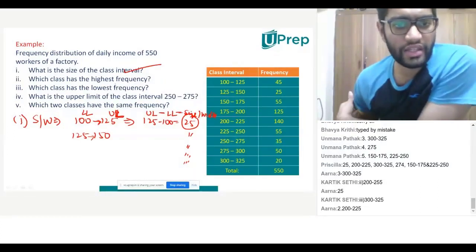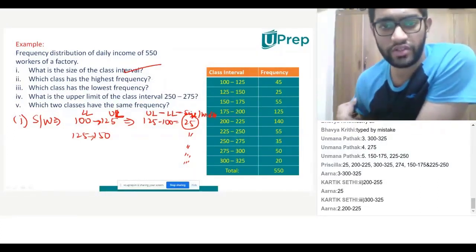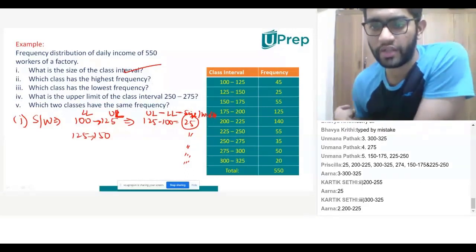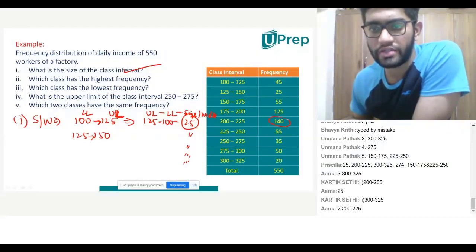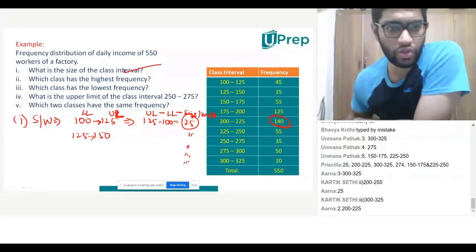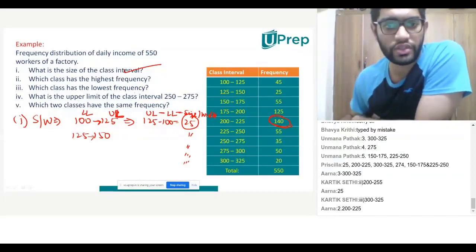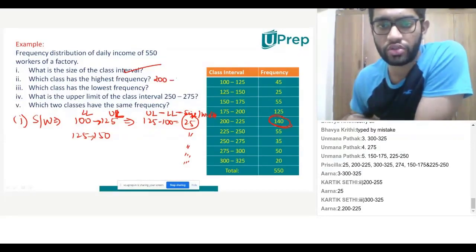Now, which class has the highest frequency? Highest frequency is simple observation. Which one has the highest frequency? 140. That means there are 140 students in this bracket. So, which class has the highest frequency? The class of 200 to 225.